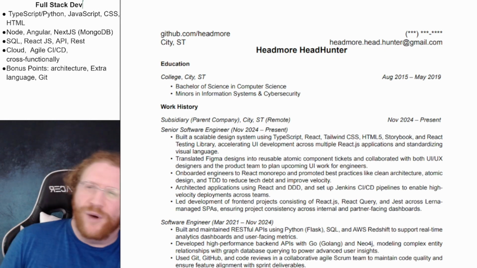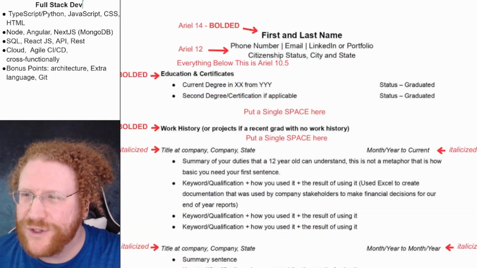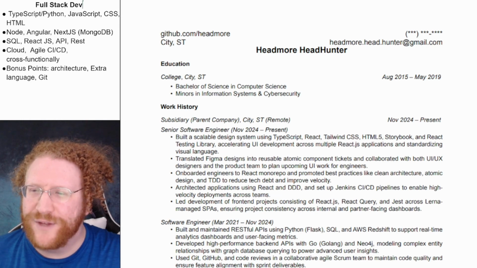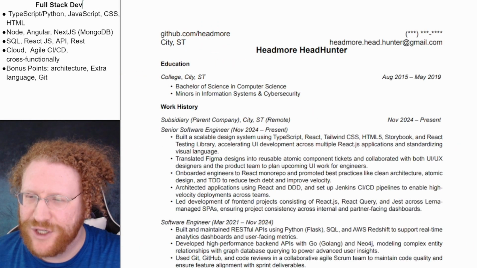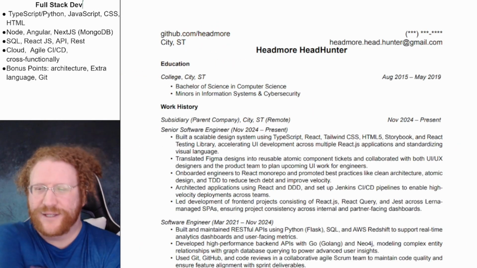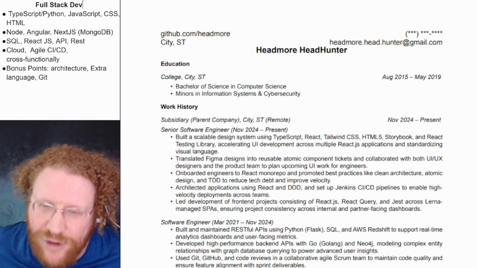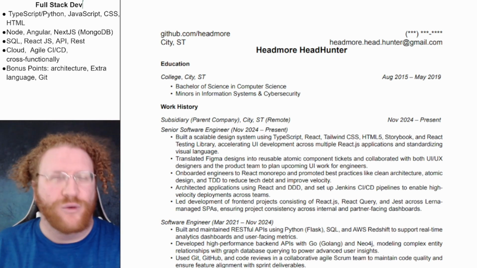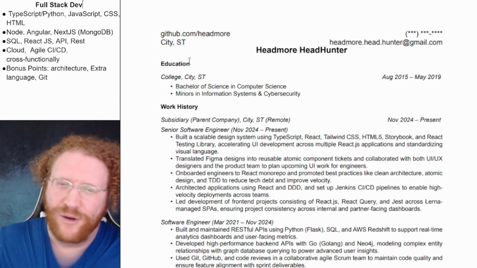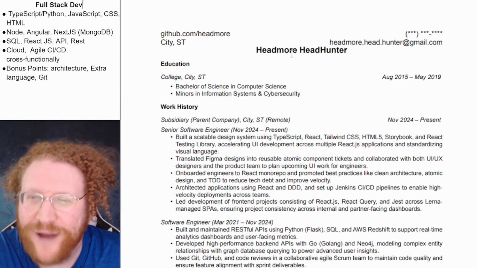So formatting-wise, this is mostly good. I do wonder if this is 10.5. That's why I'm switching this back. I feel like it's not 10.5 Arial, but it's a little clumped up more so than I normally look at it, but we'll see. So, Headmore Headhunter.